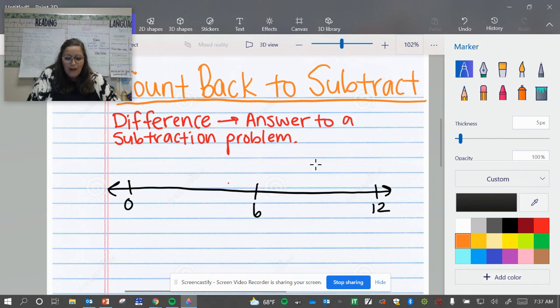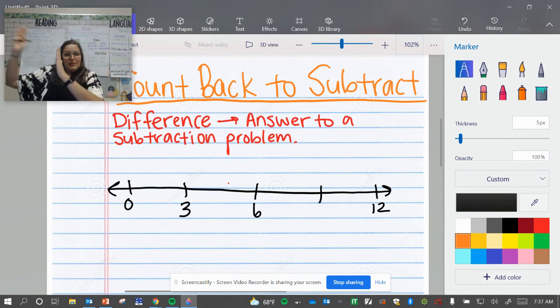And then I'm going to do the halfway point between 0 and 6. What's that? What's halfway between 0 and 6? What's half of 6? 3. And then what's halfway between 6 and 12? Well, we just learned that half of 6 is 3. So 3 more than 6 would be how much? What's 6 plus 3? 9.